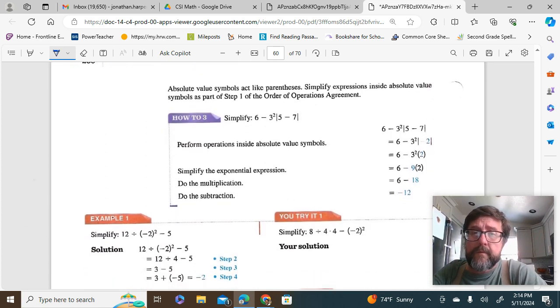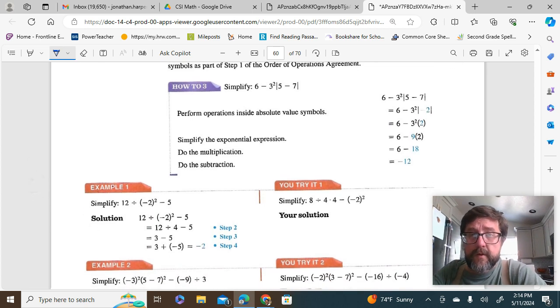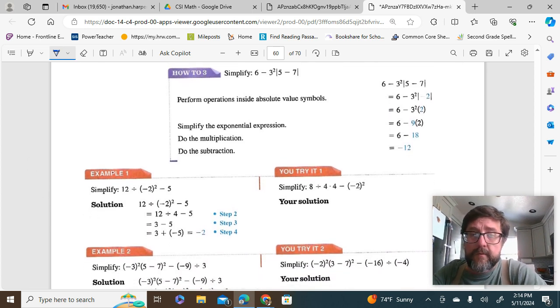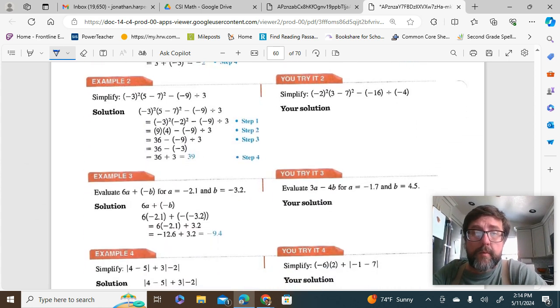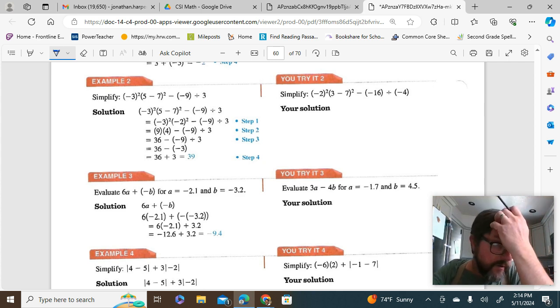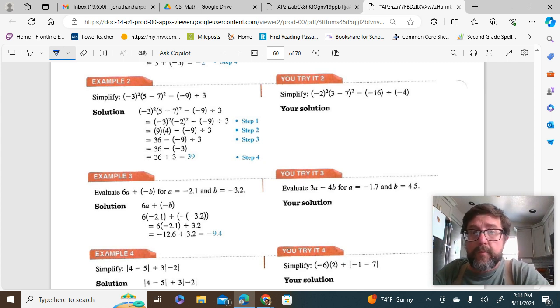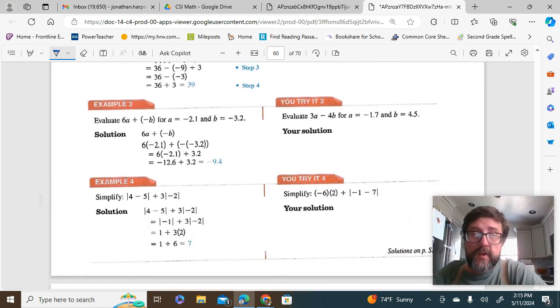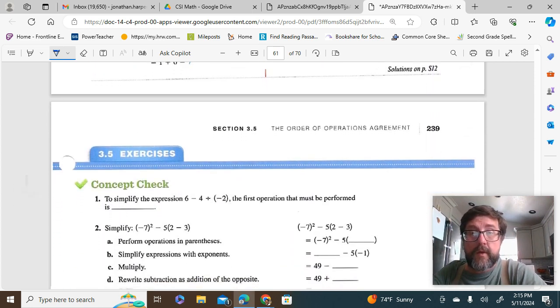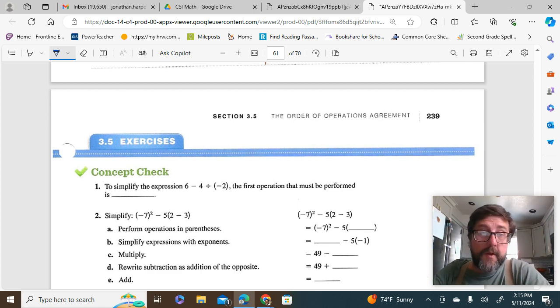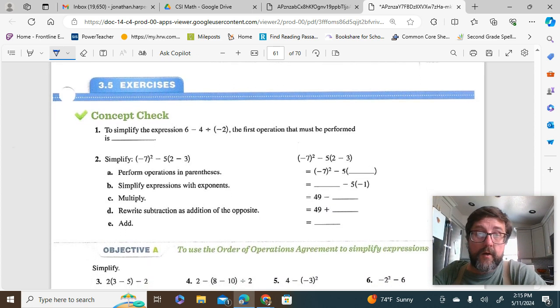So, How to 3. Pause it and do these. We're not doing anything terribly new, we're just simplifying, and it gives you directions on how to do everything. Now we're already at the end of this exercise because it wasn't very long.